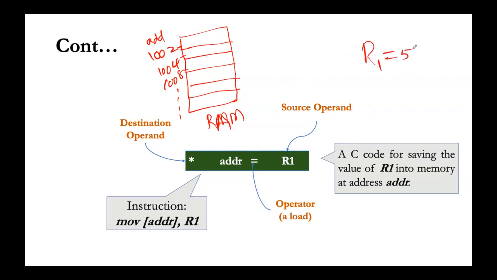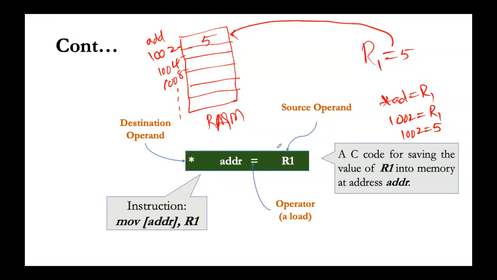Some content is there in the register R1. The meaning of this is star of the address is equal to R1. It says that at the 1002 location, assign the R1 value. So that R1 value, 5, is stored at this location. This 5 goes and is stored in the RAM at that address.